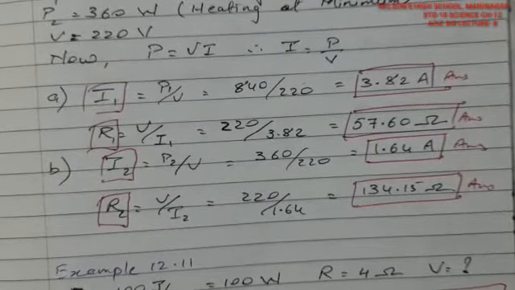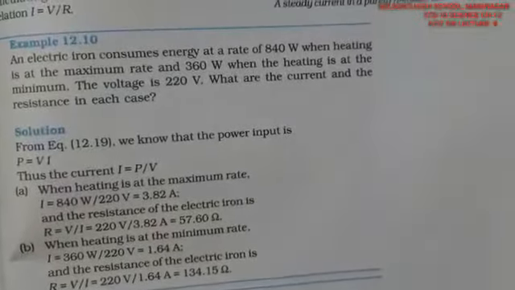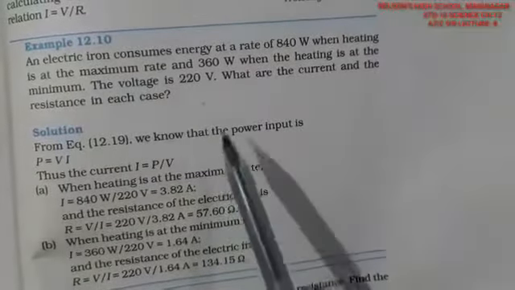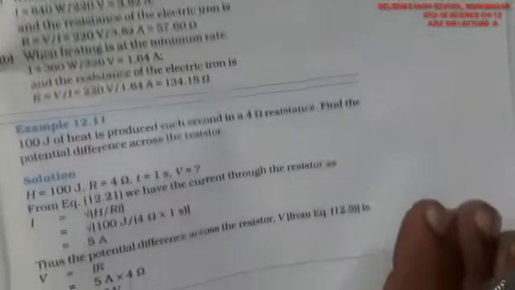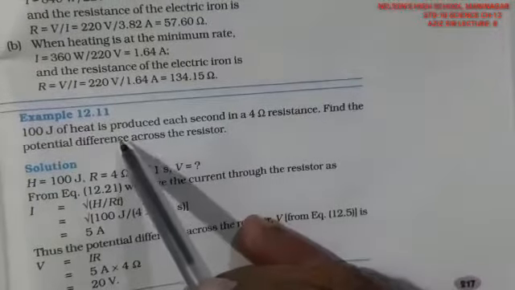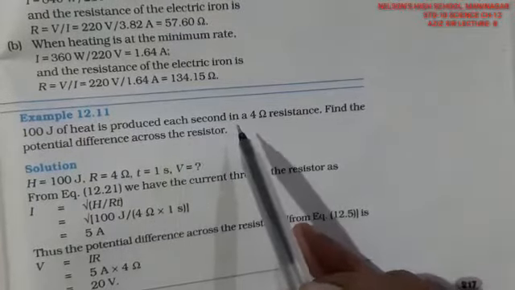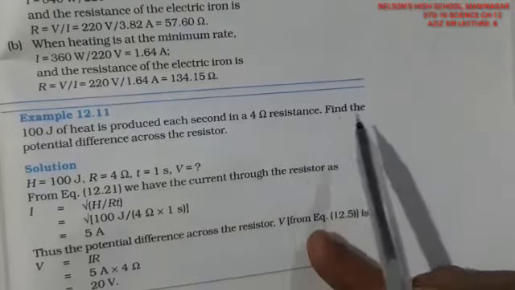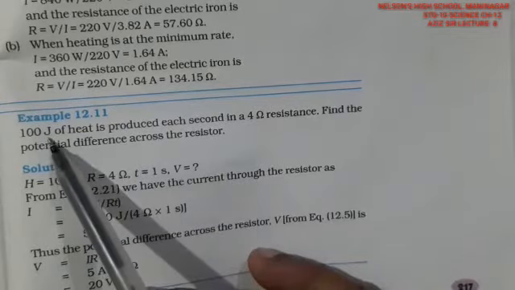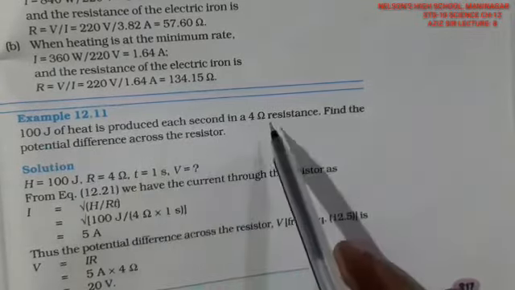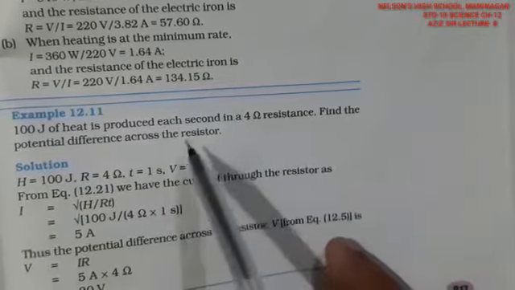Fine. The next sum is 12.11. In 12.11, 100 joules of heat is produced each second in 4 ohms resistance. Find the potential difference across the resistance. So 100 joules, that means heat energy of 100 joules is produced and 4 ohms resistance is offered. So potential difference you need to find.